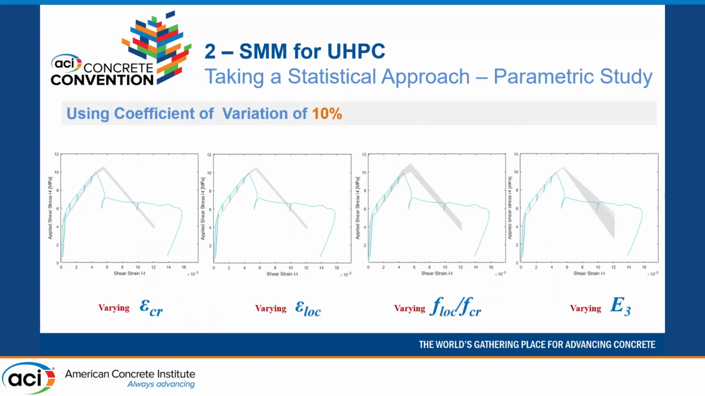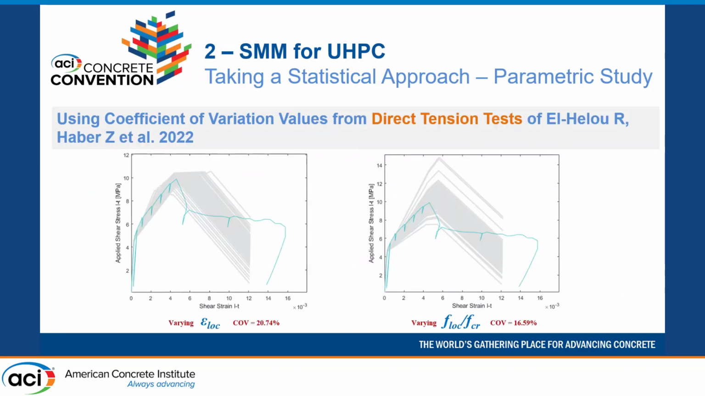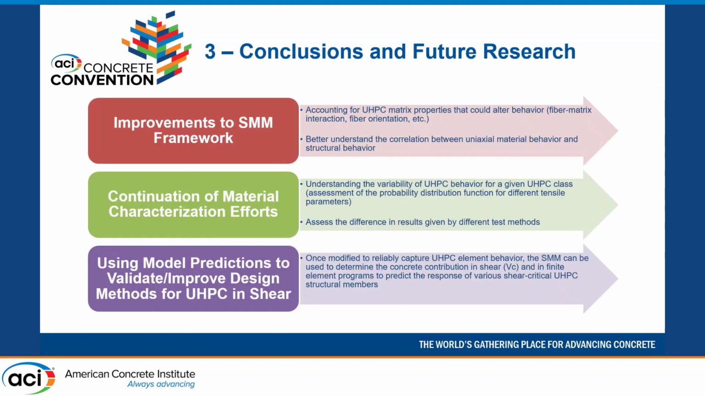And just so you can get an idea of how the variation of the tensile parameters affects the model prediction envelope, you can see that assigning it a variation of 10% gives you a rather narrow envelope. What we had before, because we have high variation, is a high prediction range.